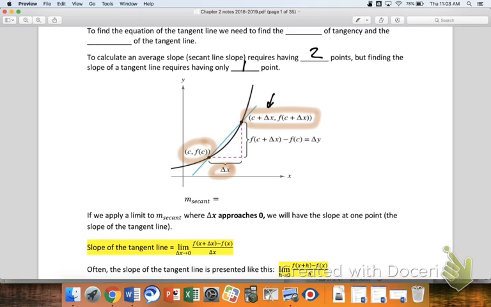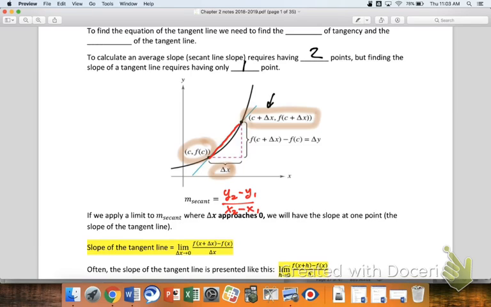So let's go down here and mess around with this slope of secant. The slope of a secant line is the slope you learned way back in Algebra 1. That would be y2 minus y1 over x2 minus x1, or delta y over delta x. And that would be the slope of this blue line that I'm now covering in red. It's the slope of that line.